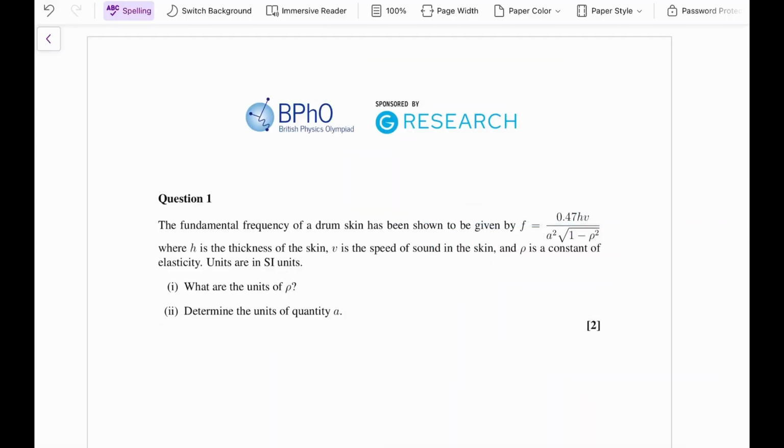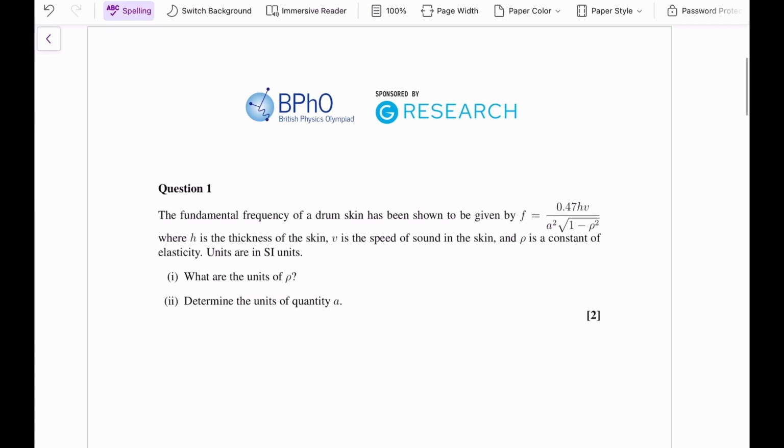In this video, we're going to look at 3 questions on the topic of dimensional analysis. So for the first question, it says the fundamental frequency of a drum skin has been shown to be given by f is equal to this formula, where h is the thickness of the skin, v is the speed of sound in the skin, and rho is the constant of elasticity.